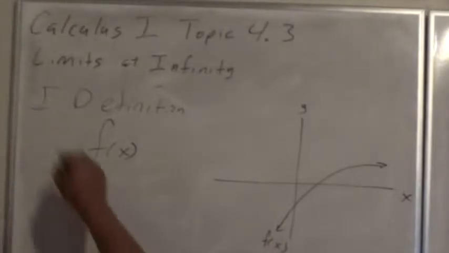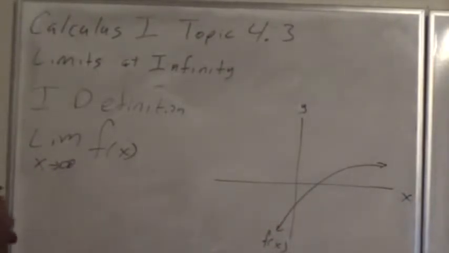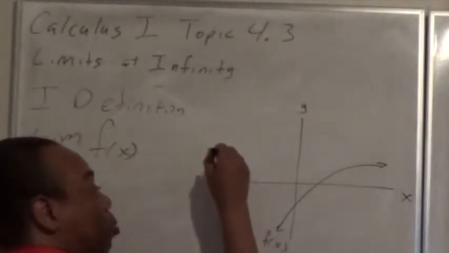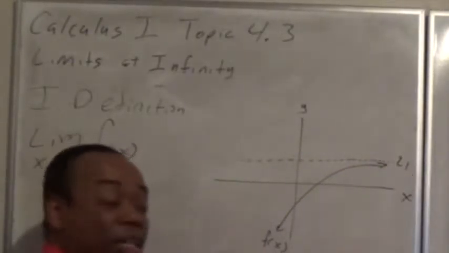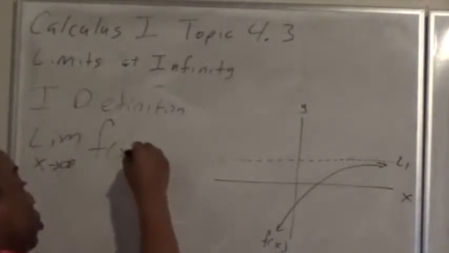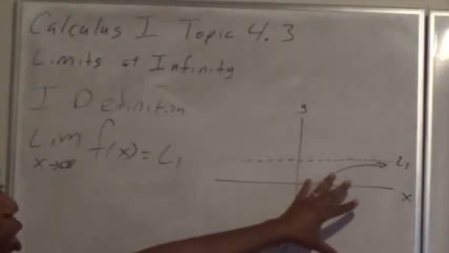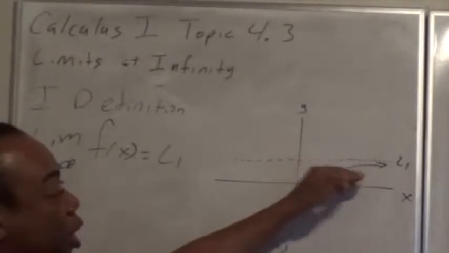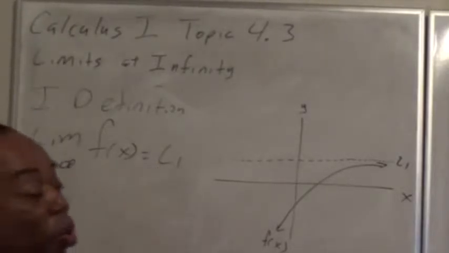Let's say, as it goes to the right, we describe it as the limit of x values going to infinity. And we want to find out, is it approaching any numbers? If it is approaching a number, it would be what we call a horizontal asymptote. Let's call that horizontal asymptote L1. According to what we see here, as x goes to infinity, taking this graph this way, we see that it gets closer and closer to L1. So the limit as x approaches infinity of the function f is L1.